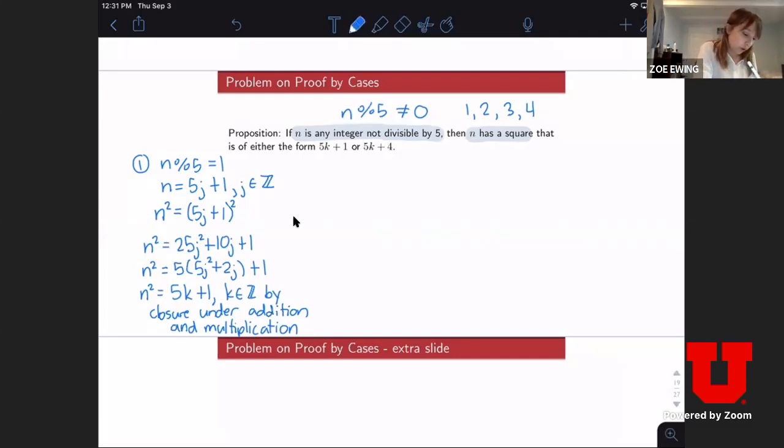So for number 2, I'll get it started. You've got that n mod 5 equals 2. And remember that in cases, you can reuse the same variables because they are technically independent proofs. So we can again write n equals 5j plus 2, where j is in the set of integers. I'm running out of time, so I'm going to give you 2 minutes to get started on that. It's okay if you don't finish, but just get as far as you can.